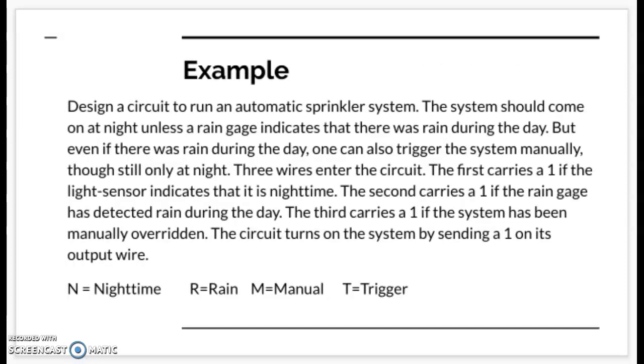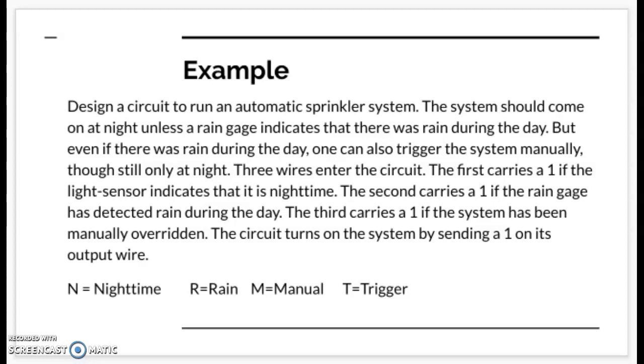Okay, so the example that the reading provides us reads like this. Design a circuit to run an automatic sprinkler system. The system should come on only at night unless a rain gauge indicates that there was rain during the day. But even if there was rain during the day, one can also trigger the system manually, though still only at night.